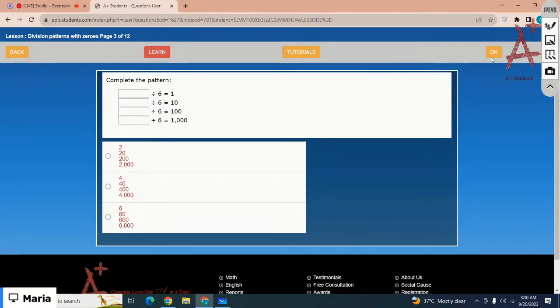Complete the pattern. Which number is missing? Which is the correct option? It's okay, you don't need to be sorry, you just have to understand, take your time. No worries. I'm here to explain. I'm here for you. So which is the correct option? Which number divided by 6 equals 1? That is 6 divided by 6 equals 1. Very good. That would be option number 3.